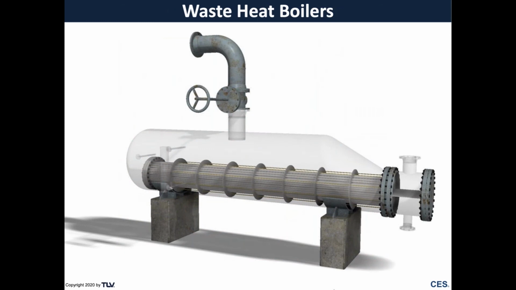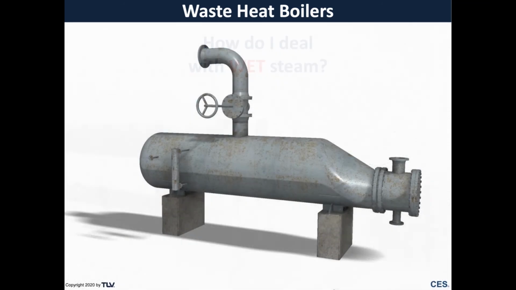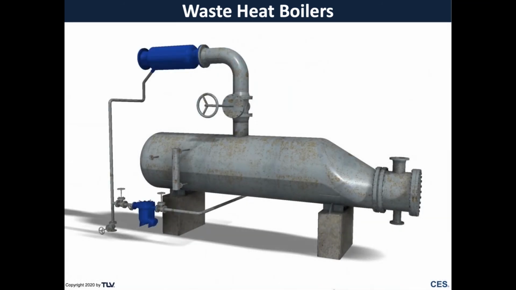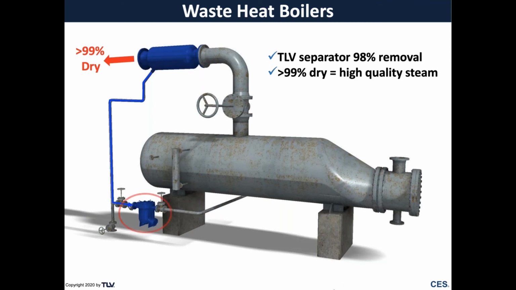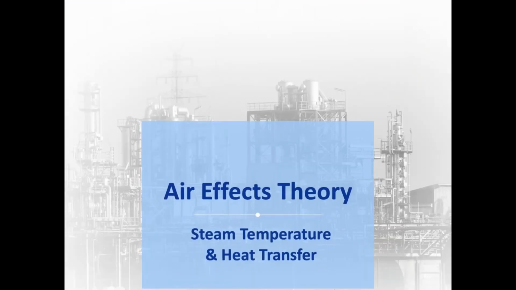Okay, when we take a look at waste heat boilers, this is a tremendous area for wet steam. Waste heat boilers can generate a tremendous amount of wetness, and all we've got to do is put a separator and a trap station there with an engineered separator drain to remove the wetness. 98% removal gives us 99% dry steam. So if you're coming off of a waste heat boiler and going to critical process equipment, please make sure to consider a separator.